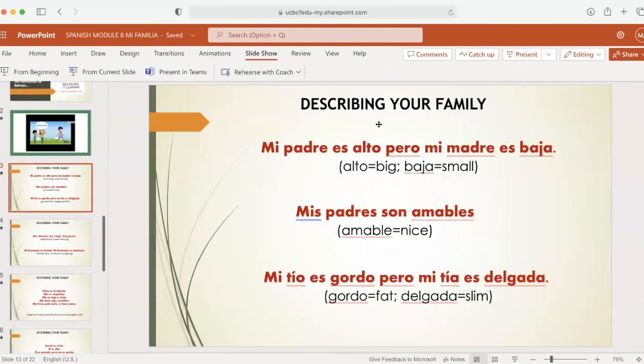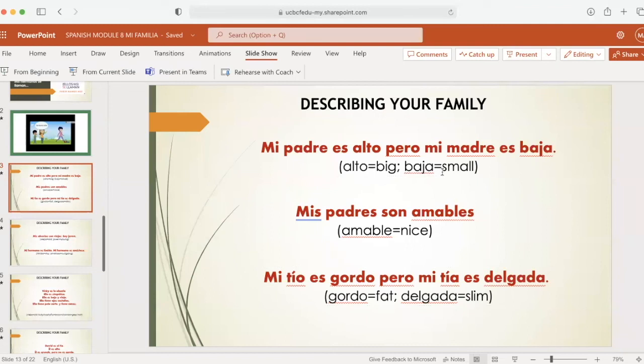All right, so ¿Cómo es tu padre? ¿Cómo es tu madre? Mi padre es alto, pero mi madre es baja. Okay, please refer to this for the meaning of the adjectives. Mis padres son amables. Now you have to use son because you are now saying my parents are. It's plural, son. Mi tío es gordo, pero mi tía es delgada.